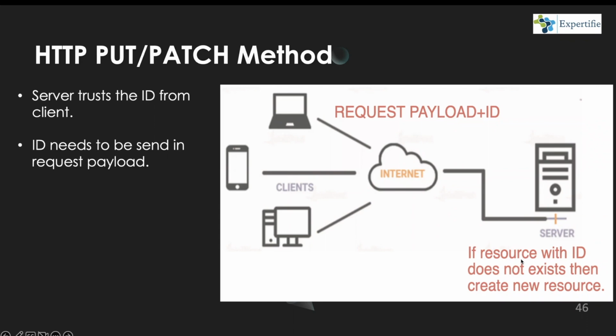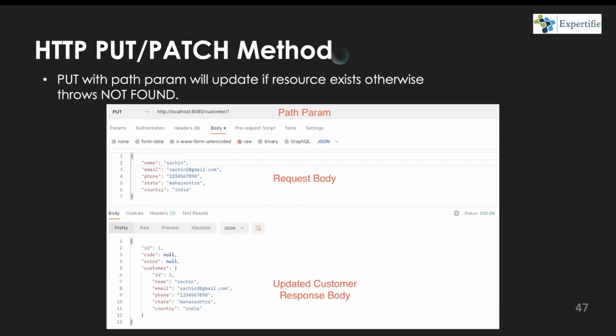Let's say a client makes a request with ID in the payload. If the resource with that ID exists, then it would update that resource. Otherwise it would create a new resource. Let's say if that resource does not exist on the server, then it would create a new resource. So there are basically two ways to do that put operation. First is to provide that ID as a path parameter, and second is to provide that ID in request payload.